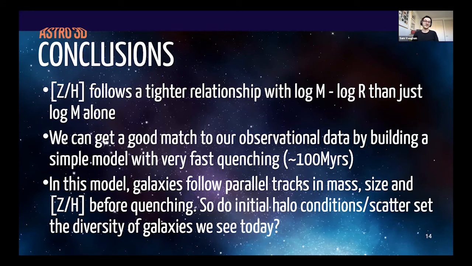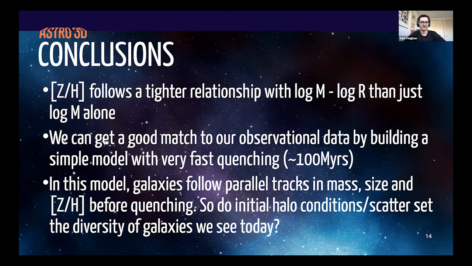So I find that metallicity follows a tighter relationship with log M minus log R than just log M alone. That extends work from Tanya Baroni. She looked at star forming and quenched galaxies individually, and so this work is the first time we've looked at those two things together. I get a good match to our observational data by building a simple model with very fast quenching.